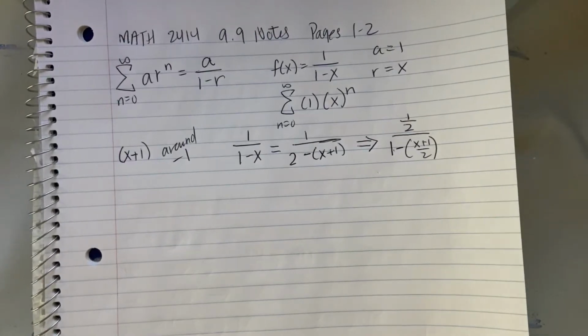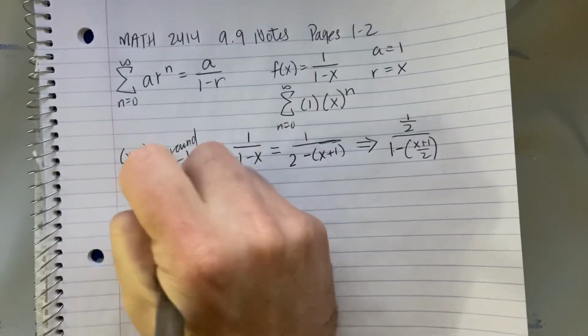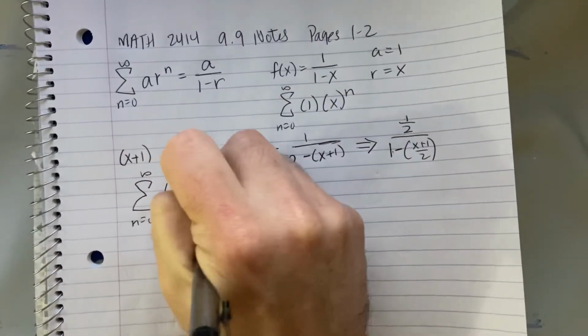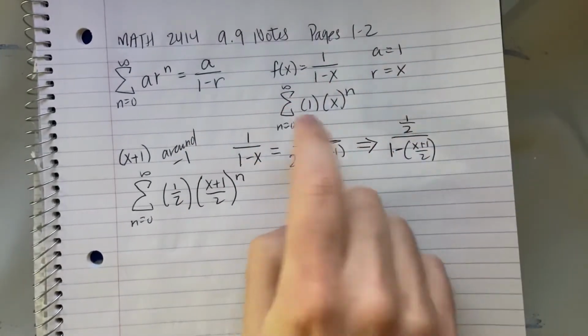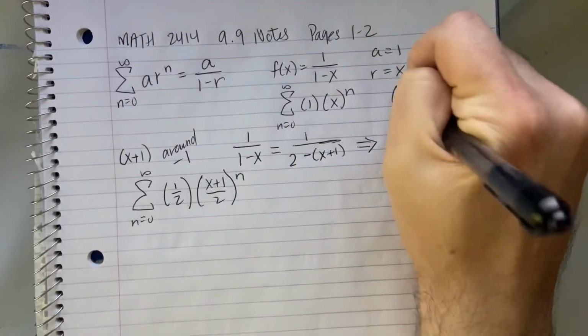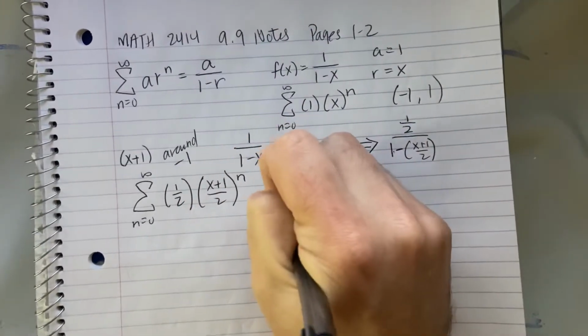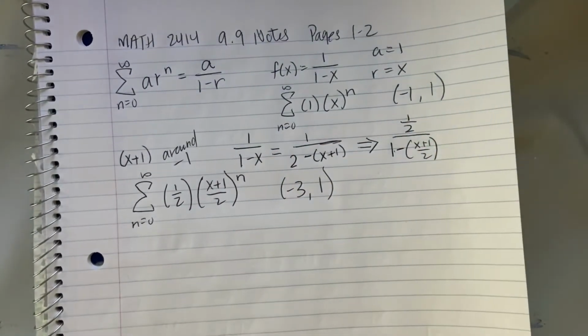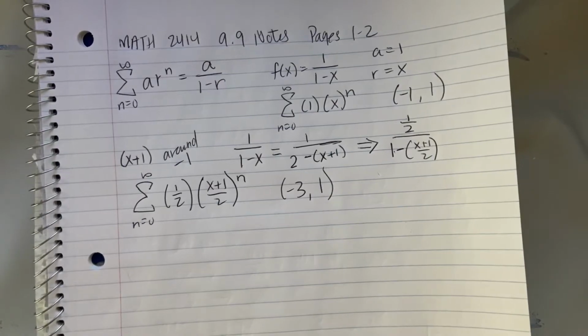Interestingly enough, if I convert it to its summation, it now becomes 1/2 times x plus 1 over 2 to the n. This original one converged from -1 to 1. This one now converges from actually -3 to 1. So we actually increased the interval we can converge on, even though it's centered at something slightly different. The point is, we can use functions the way they look in order to turn them into series for approximation.